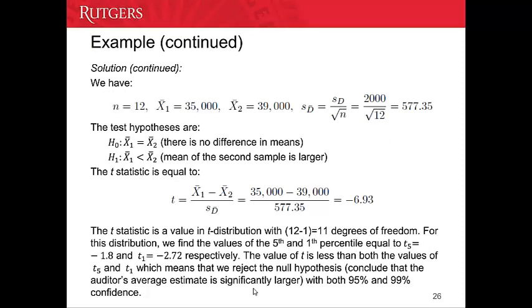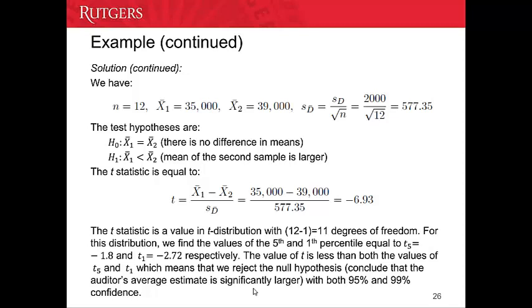We know the number of observations in the two samples is 12. The client's estimate for the monthly return is 35,000. The auditor's estimate for the monthly return is 39,000. We know the standard deviation, so we can calculate the standard error for the difference of the two sample means. So we get the standard error equal to about 600.